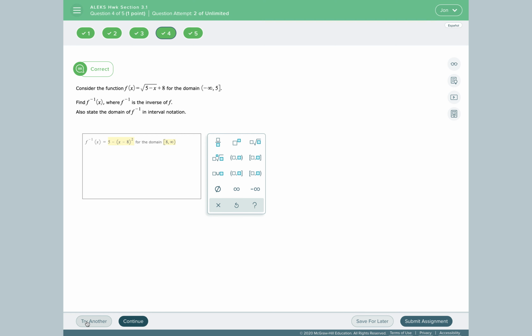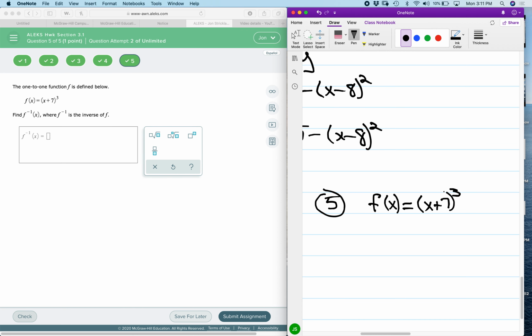And checking the result, it is correct. All right, for number 5, we have the given one-to-one function f defined below, whereupon f of x is equal to the cube of the quantity of x plus 7. And it says to find out what the inverse of that function is going to be.